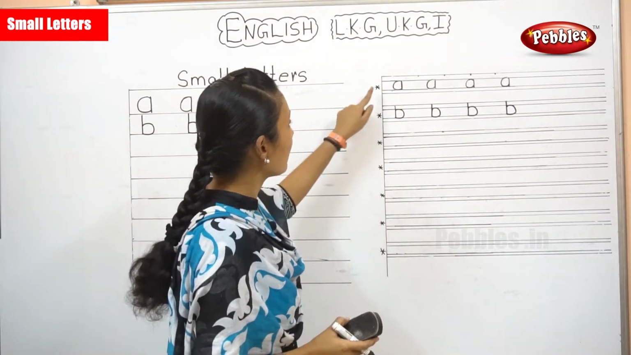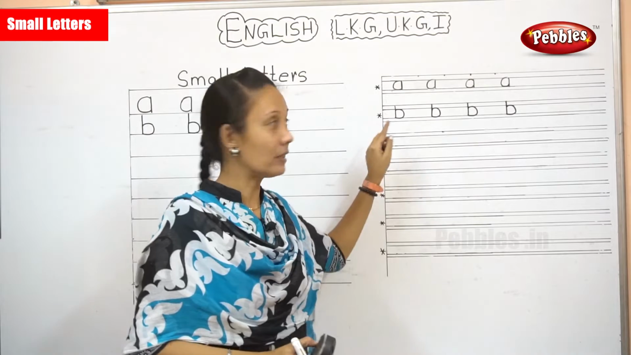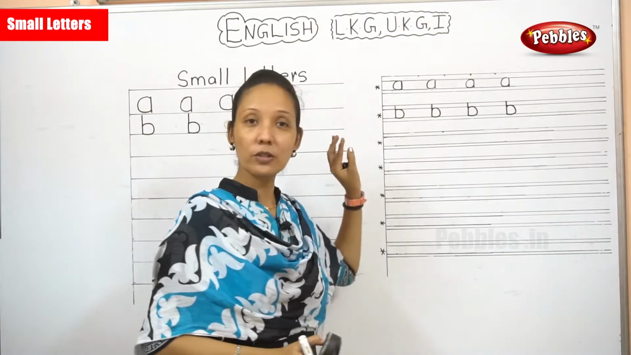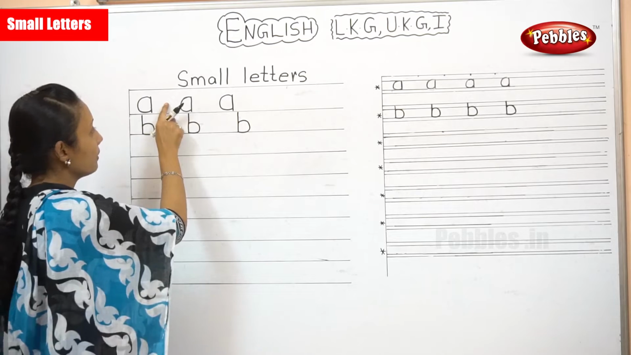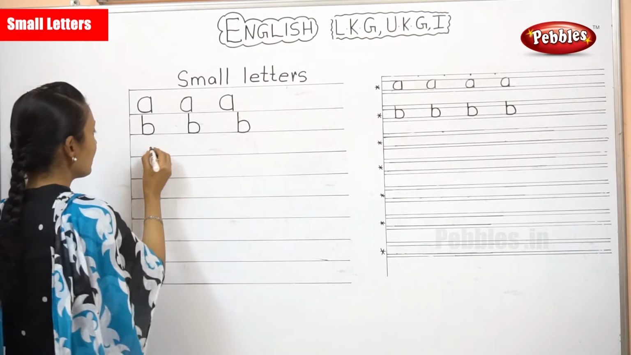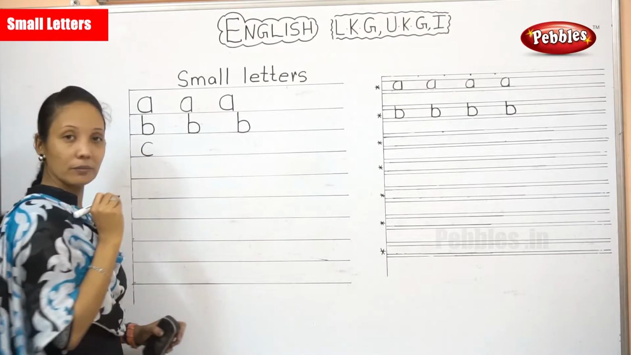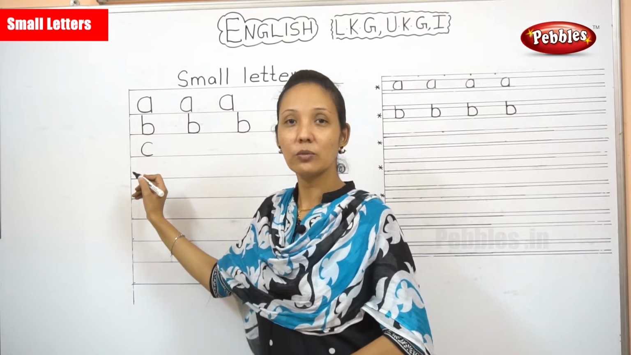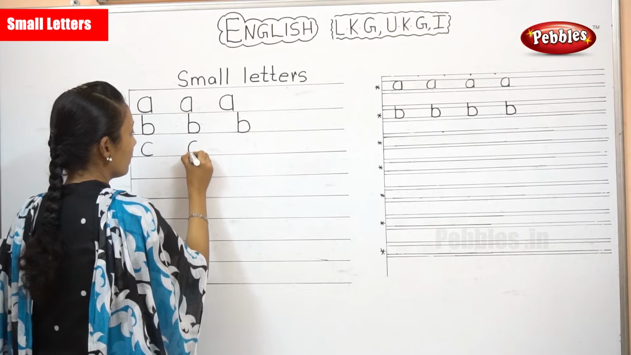So now you have learned to write small a and small b. Yes, is it easy, children? You learned all these strokes, isn't it? When you join up all the strokes, with the help of the strokes, you are able to write your alphabets. Now after a, b, what is your next alphabet? Yes, your next alphabet is C. C is easy, it's just the curve. Small c. What is this alphabet? Small c.